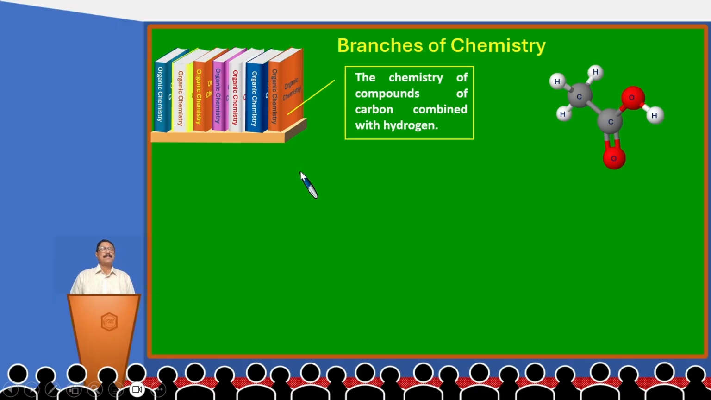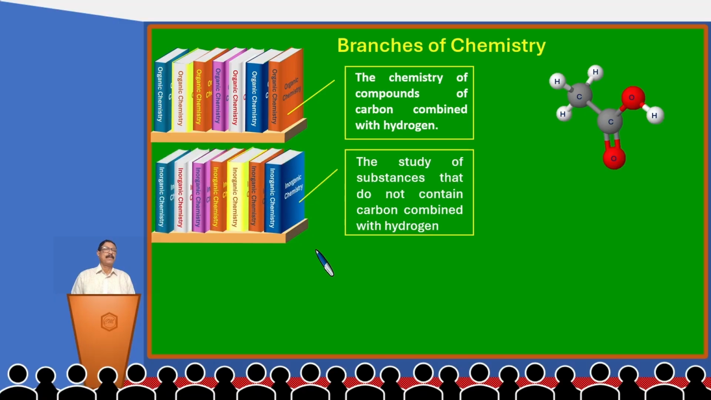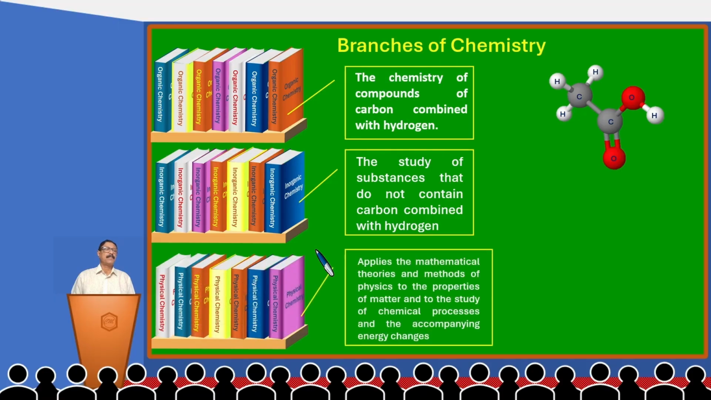Study of substances that do not contain carbon combined with hydrogen is called inorganic chemistry. Physical chemistry applies the mathematical theories and methods of physics to the properties of matter and to the study of chemical processes and the accompanying energy changes.